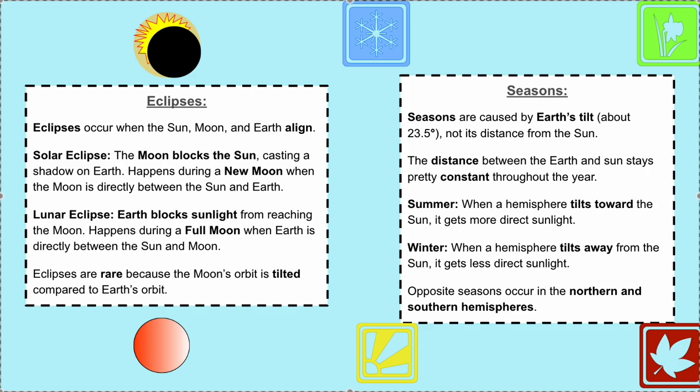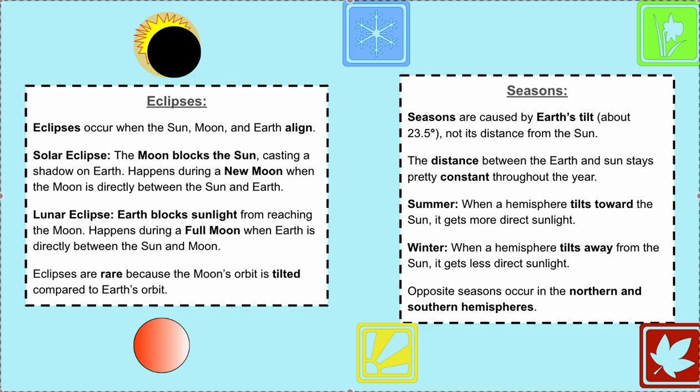So when a hemisphere is tilted towards the Sun, it receives more direct sunlight and longer days. That's what we call summer. When a hemisphere is tilted away, the sunlight is less direct and the days are shorter. We call that winter.